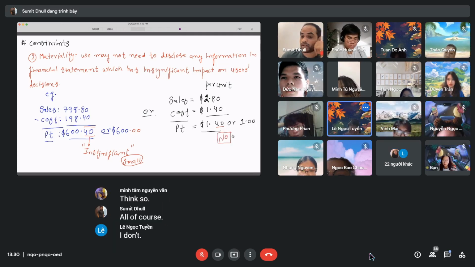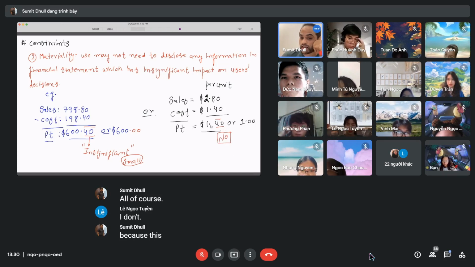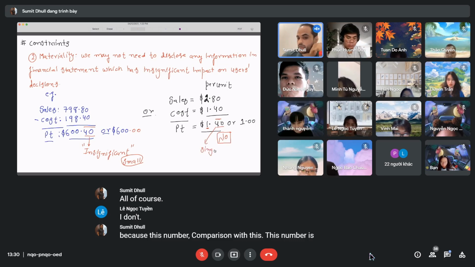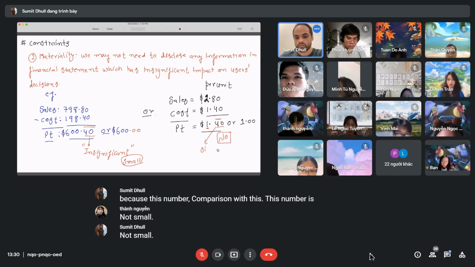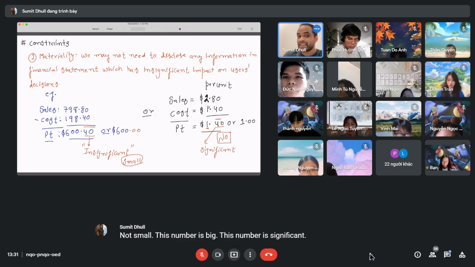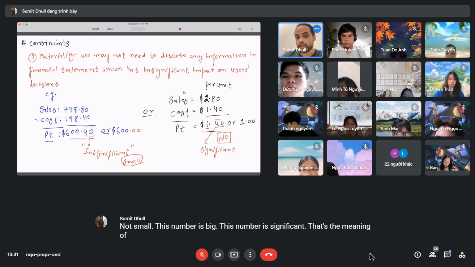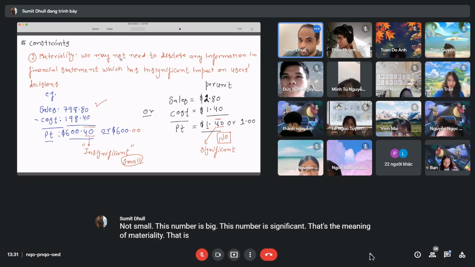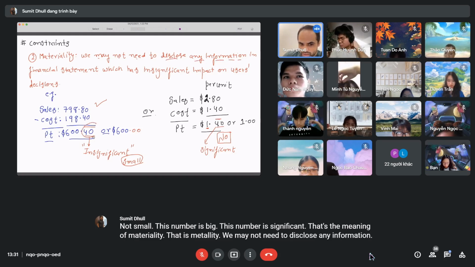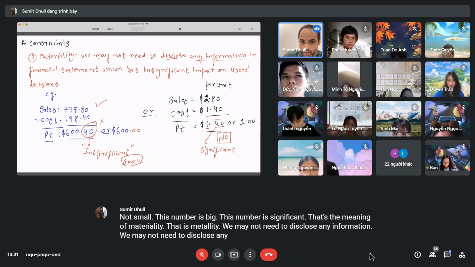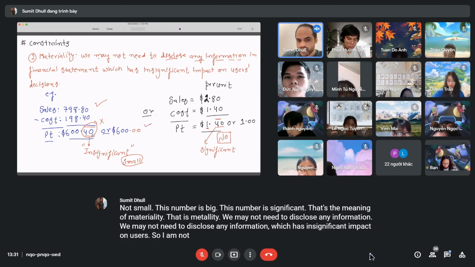Because this number, in comparison with this number, is not small. This number is big. This number is significant. That's the meaning of materiality. We may not need to disclose any information which has insignificant impact on users. So I am not disclosing this information.